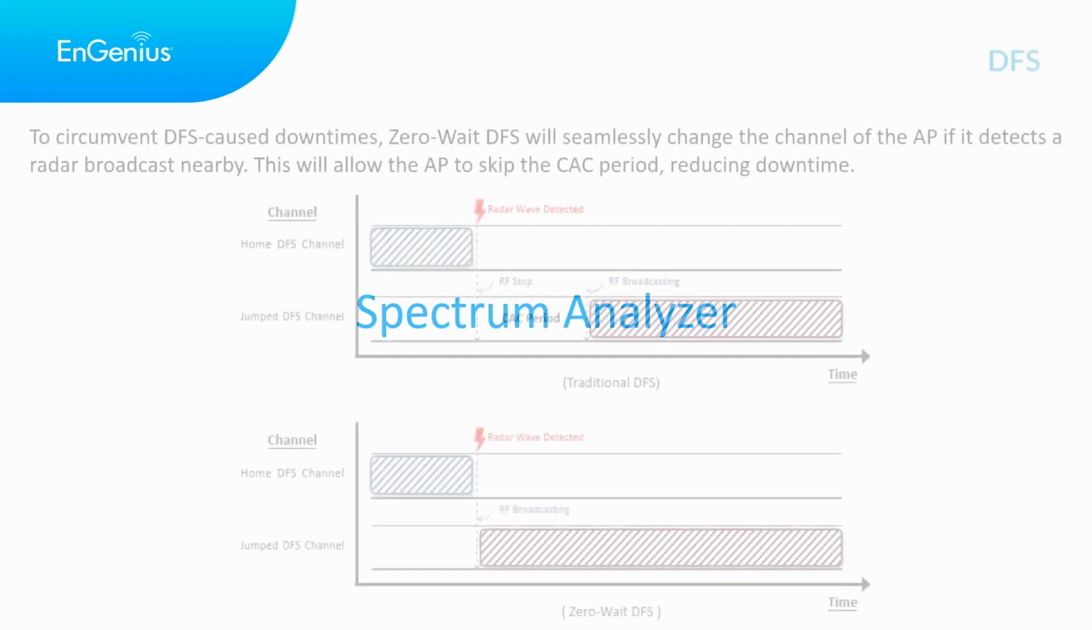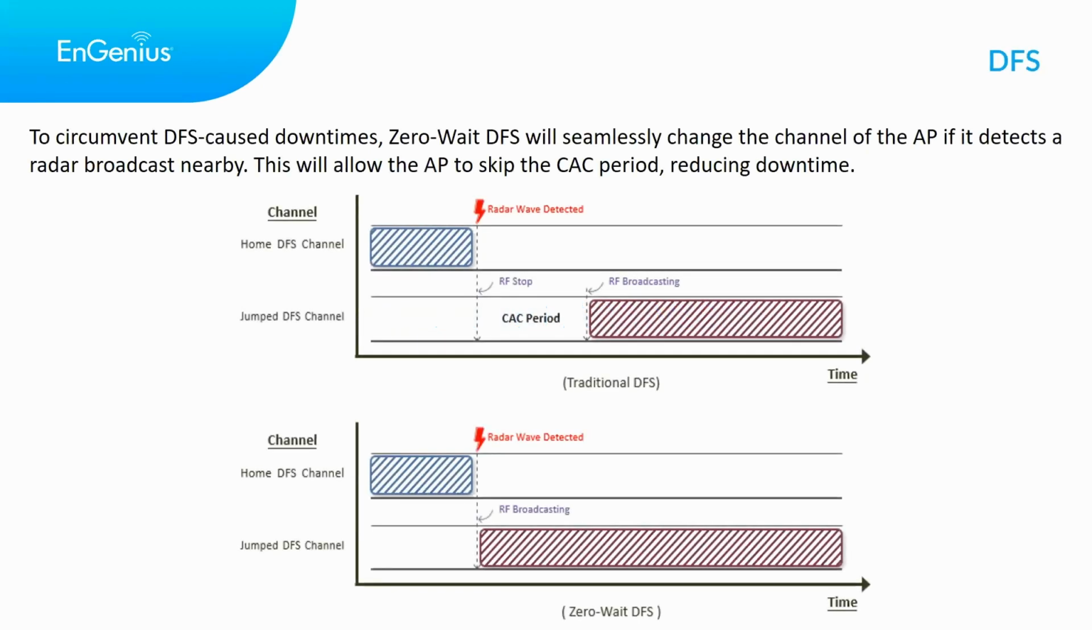So DFS is most likely affected by outdoor deployments, but it can also be affected indoors if you are deploying near military bases, airports, and seaports as well. Basically, any facility that's near a radar or weather equipment.